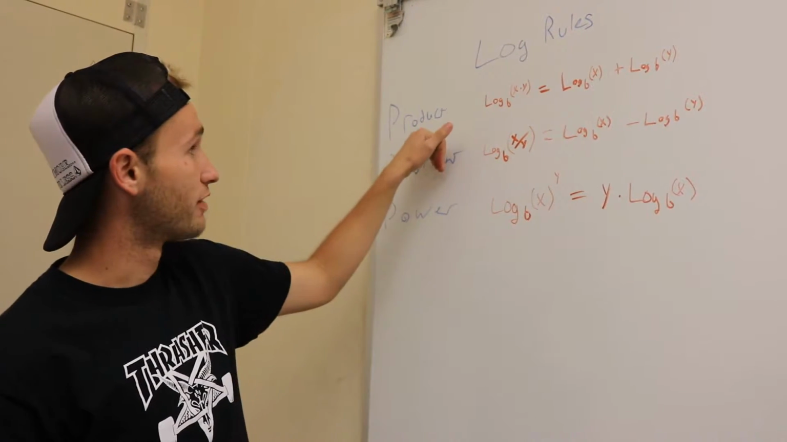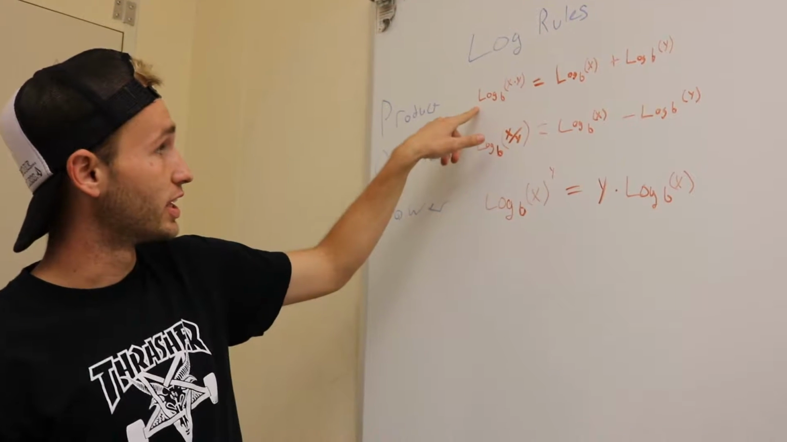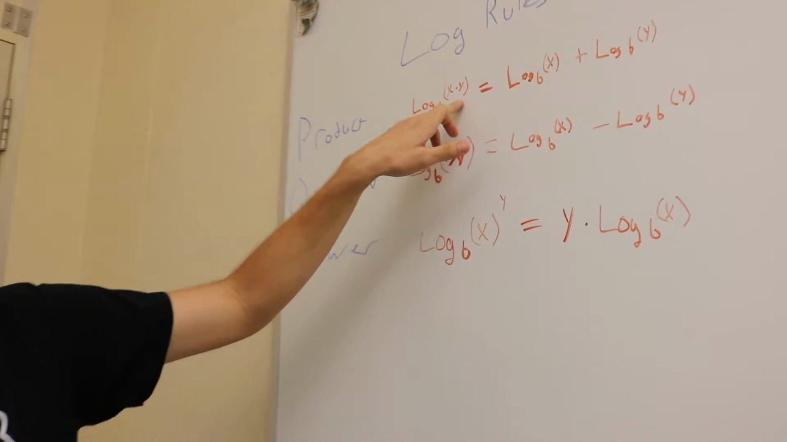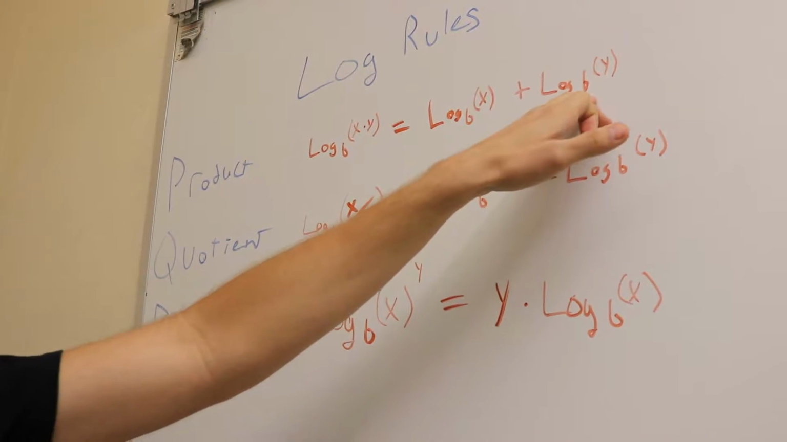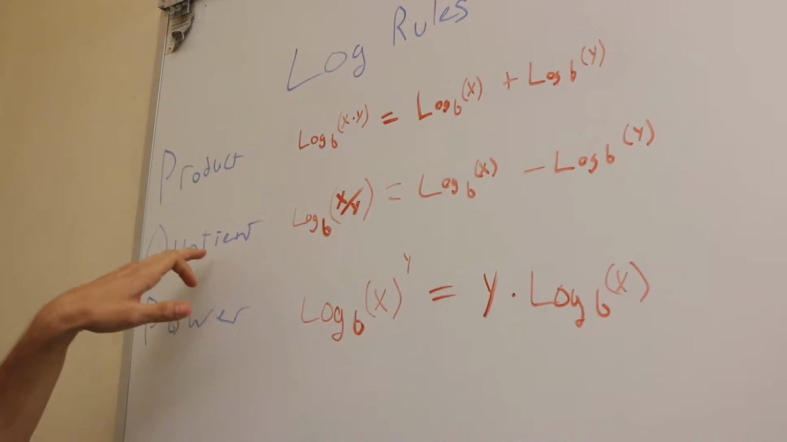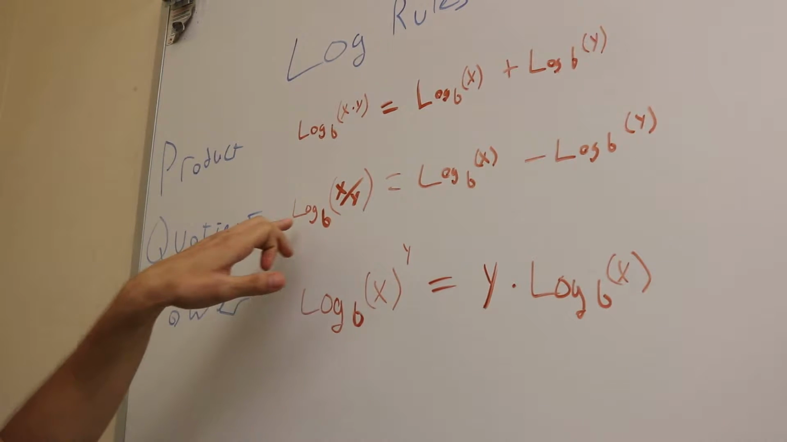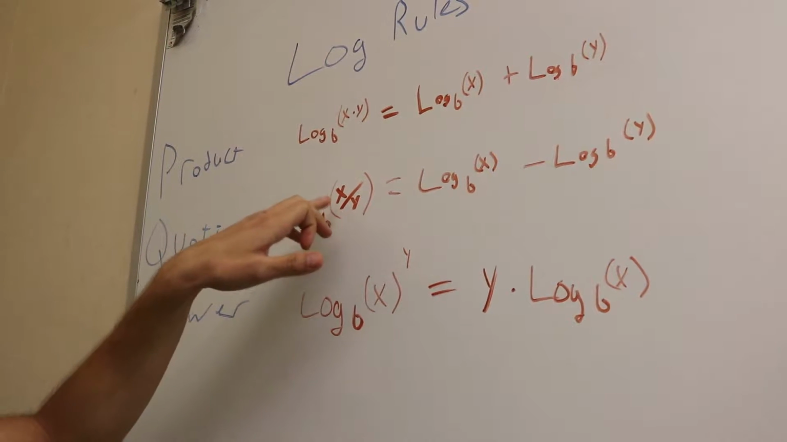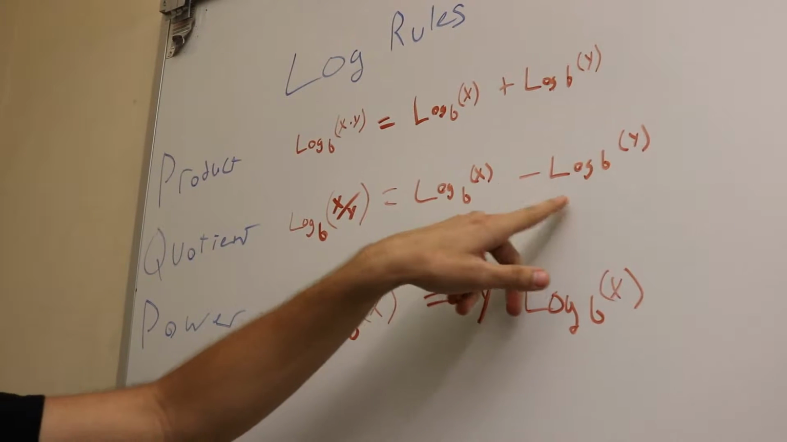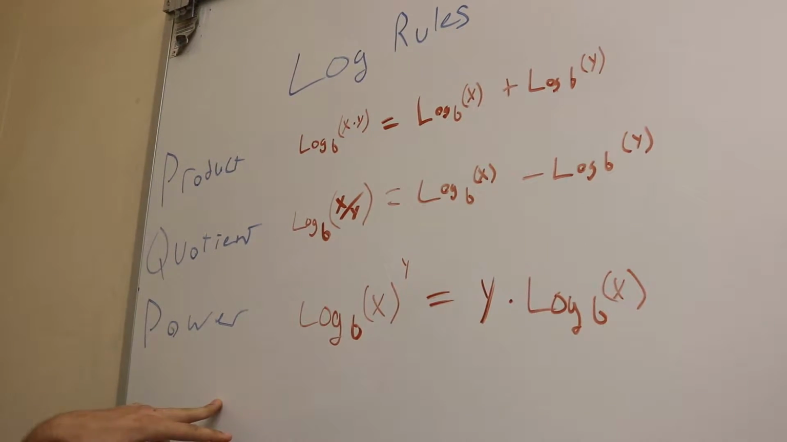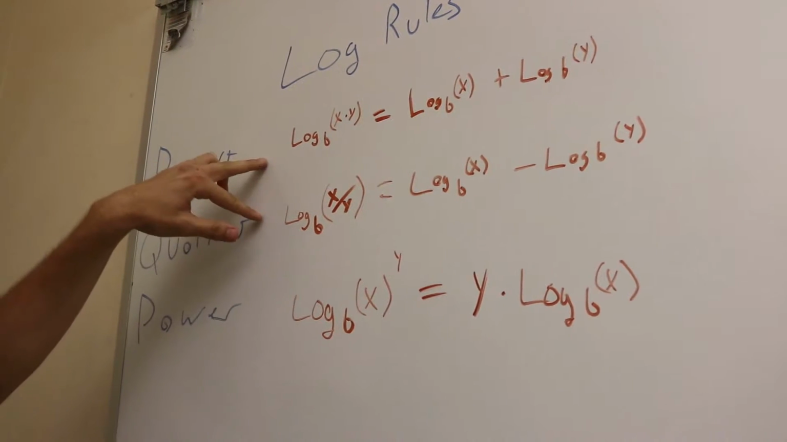So for the first rule, you have the product rule. Any log of x times y will expand out to log x plus log y. And now if you go down to the quotient rule, you'll have just about the same thing, but instead it's x over y, and you'll end up getting log b of x minus log b of y. And what that does is show the difference between those two.